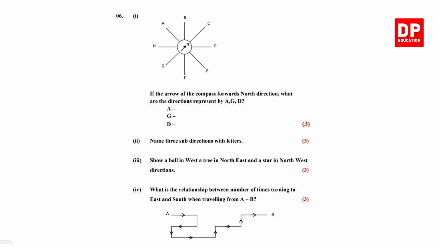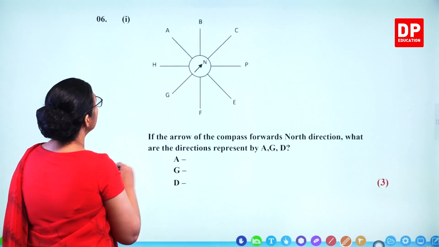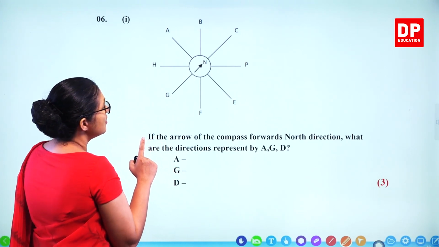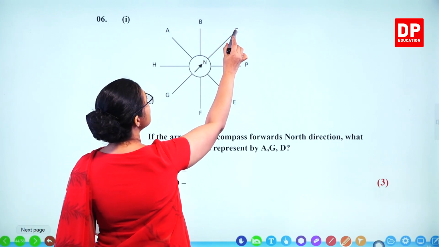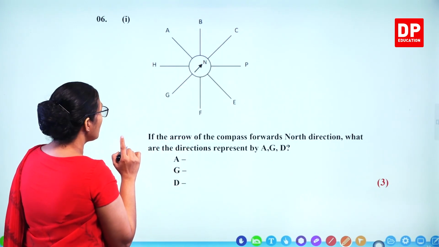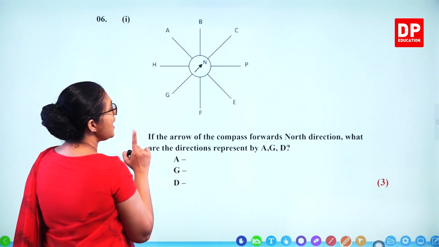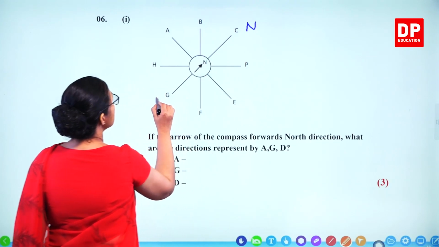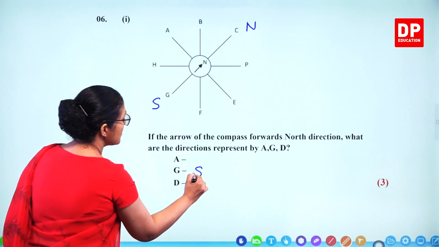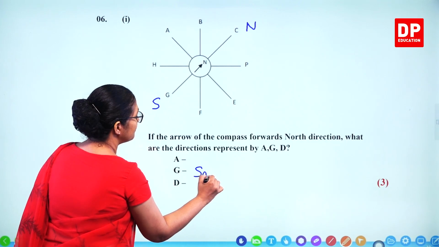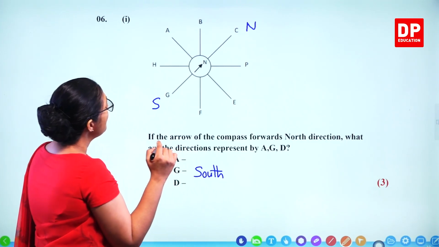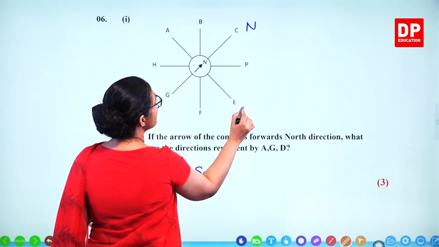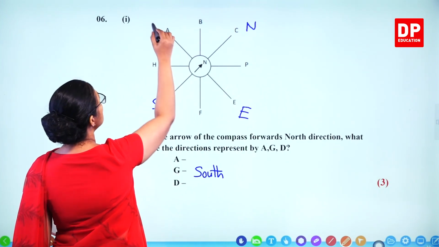Let's take question number 6. So you get 4 parts again. If the arrow of the compass points in the north direction, so this side is north. What are the directions represented by A, G, D? Now this is north. This means south. So G means south. Then what is this one? E means east. And this one is west.